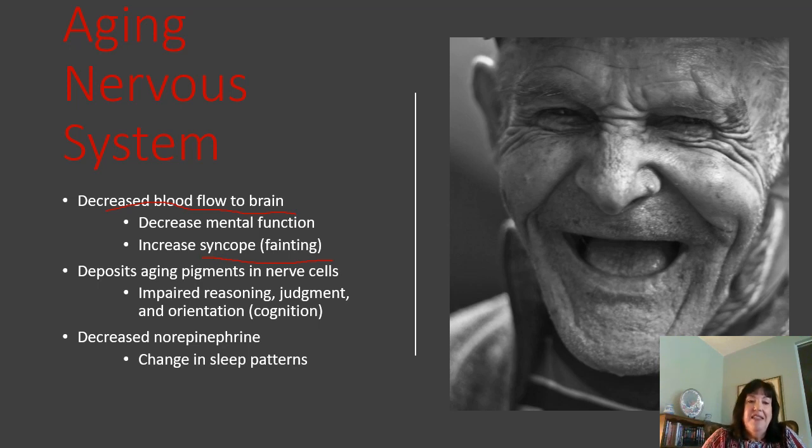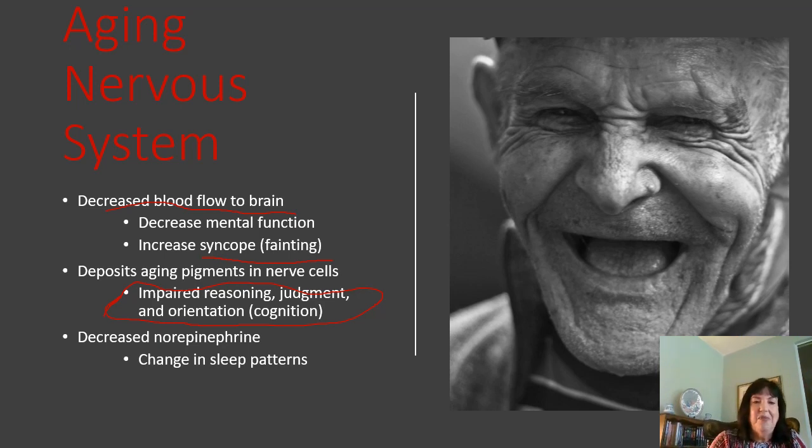The other thing is that they can have deposits of aging pigments in the nerve cell. So this really might well affect reasoning, judgment, orientation, these cognitive kinds of skills. Now that doesn't mean everybody has problems with this. But it is an explanation for our aging patients who do have some problems, okay? We can have many people in their 90s who still have very good cognitive skills, although chances are it might not be quite as sharp as it was when they were younger, all right?